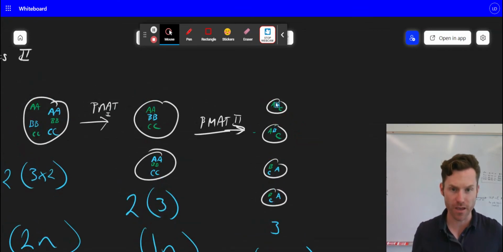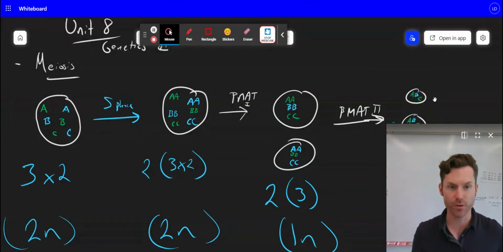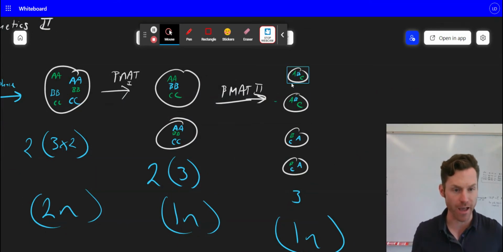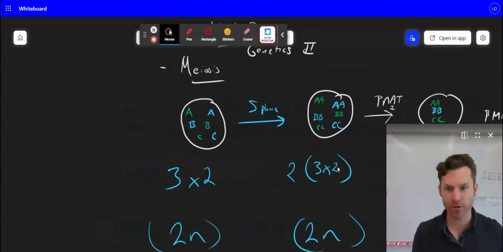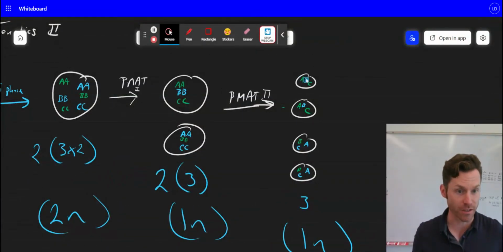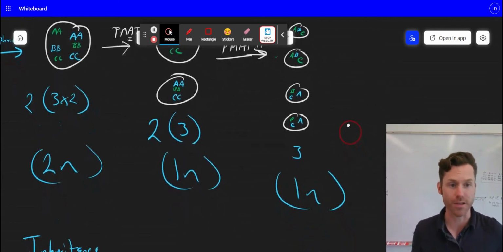So if we compare this to the starting cell, we see that we've reduced the total DNA set by half, but we've kept the overall structure intact. Right? And so the types of chromosomes are A, B, C, and my gametes have A, B, C. They only have one copy of them. Okay? So that's meiosis. That's what's going on there.